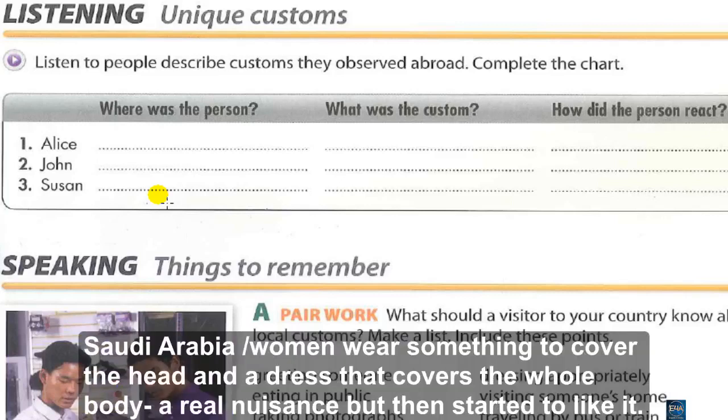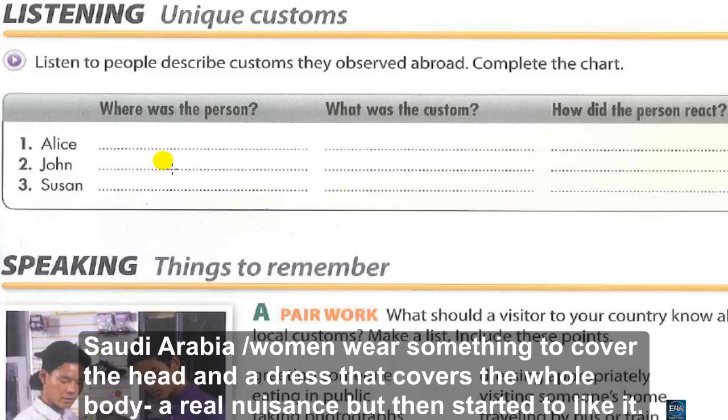Susan? Where was she? Susan was in Saudi Arabia. What was the custom? Women wear something to cover the head, and a dress that covers the whole body. At first, a real nuisance. She got bothered. A real nuisance. But then, she started to like it.